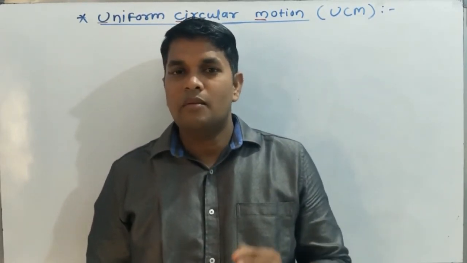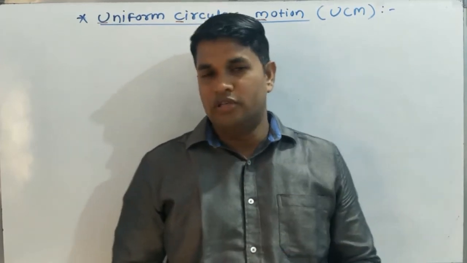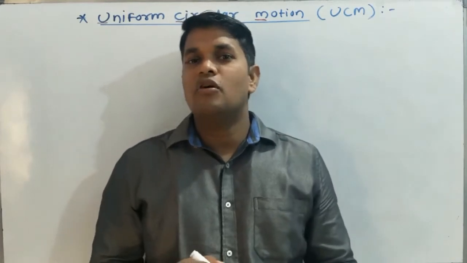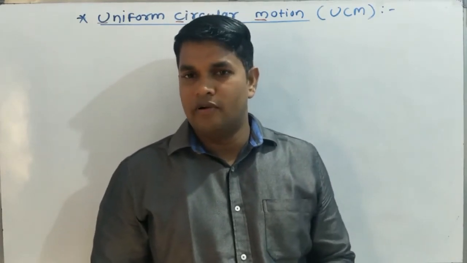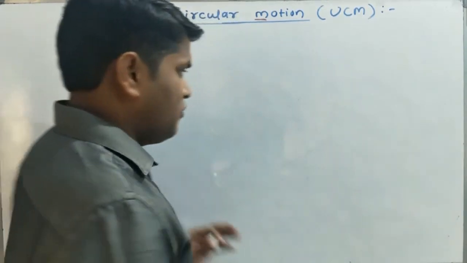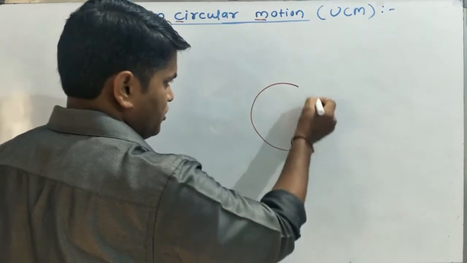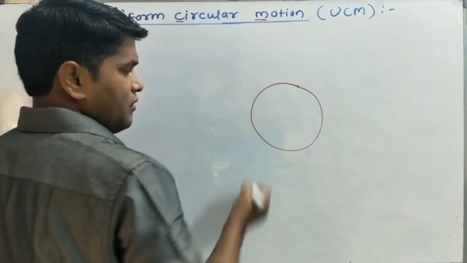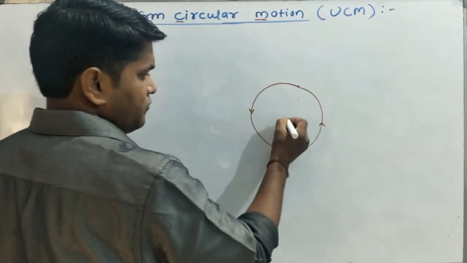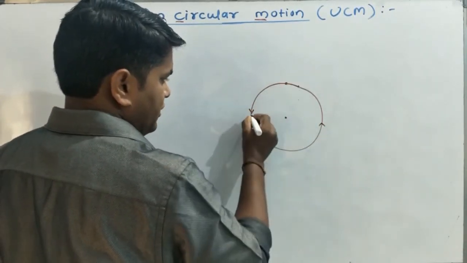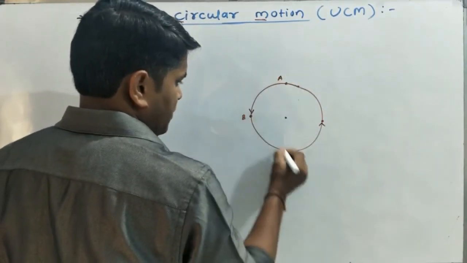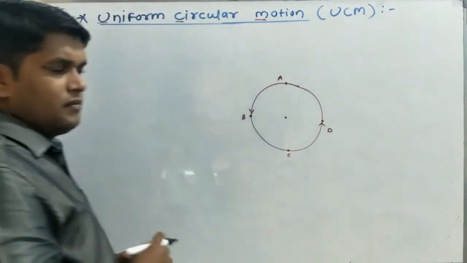In UCM, the magnitude of linear velocity, that is our speed, is constant, but the direction of linear velocity is different at different points, and its direction is obtained by drawing a tangent at that point. Okay, see here. Suppose this is the circular motion, and suppose the particle is moving in the anti-clockwise direction. So at this point, suppose we are considering all four points A, B, C, D.